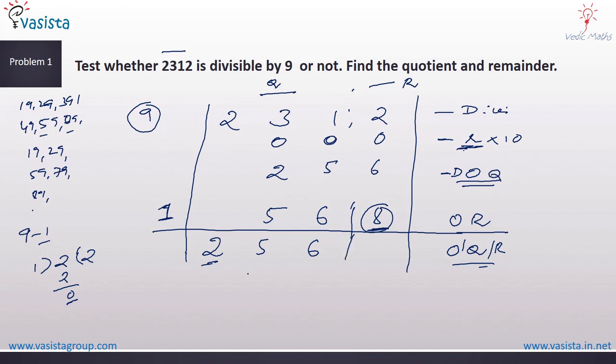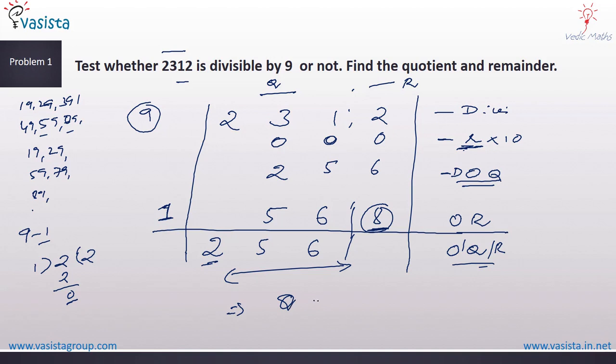Right, here we can easily conclude that this number, 2312, is not divisible by 9. Why? Because here it is not a multiple of 9, or otherwise we did not get any 0 also. If you get 0, or 9, or a multiple of 9, then this number is divisible by 9, otherwise it is not divisible by 9.